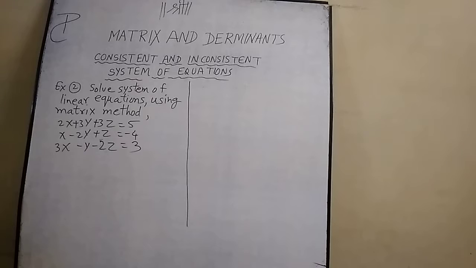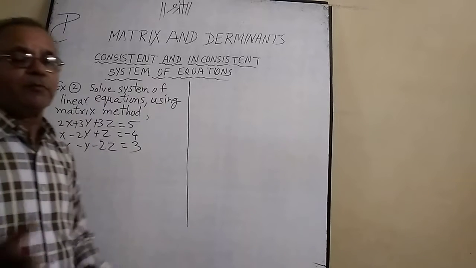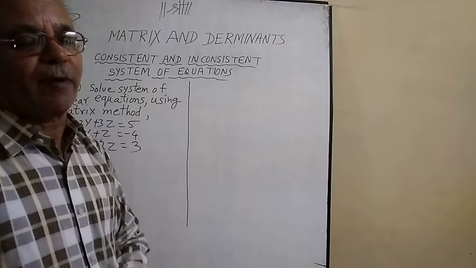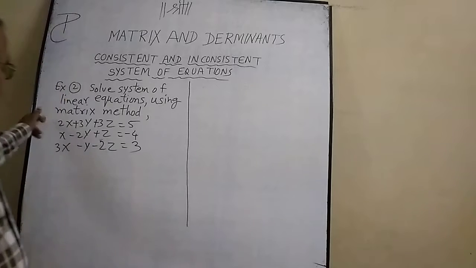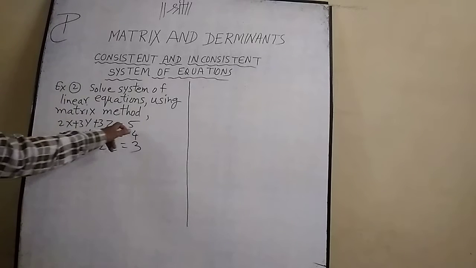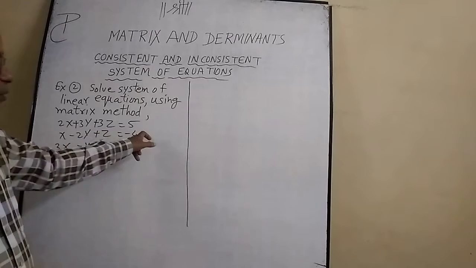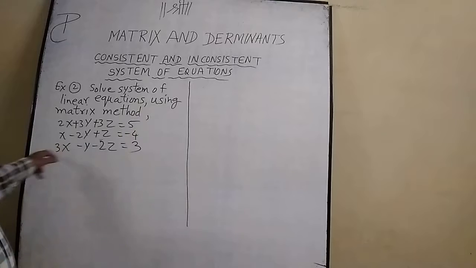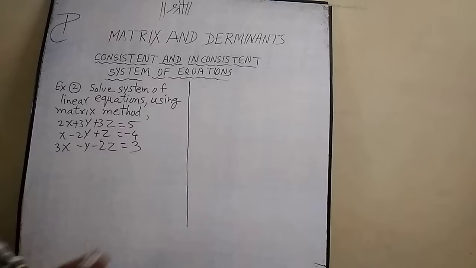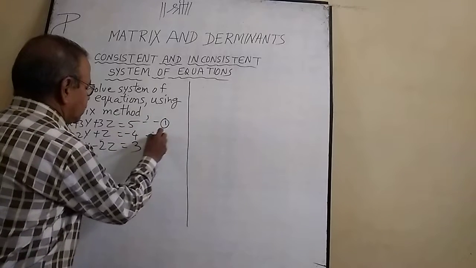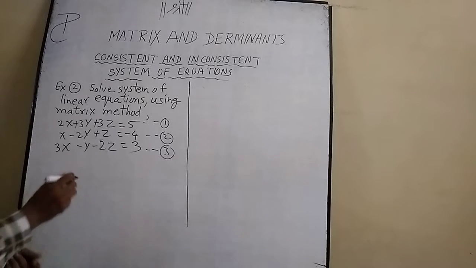Now in example 2, solve the system of linear equations. Linear equations means the powers of x, y, z are always 1. So the first equation is 2x plus 3y plus 3z is equal to 5. The second one is x minus 2y plus z is equal to minus 4. And this is 3x minus y minus 2z is equal to 3. This is my equation 1, this is my equation 2, and here is equation 3.